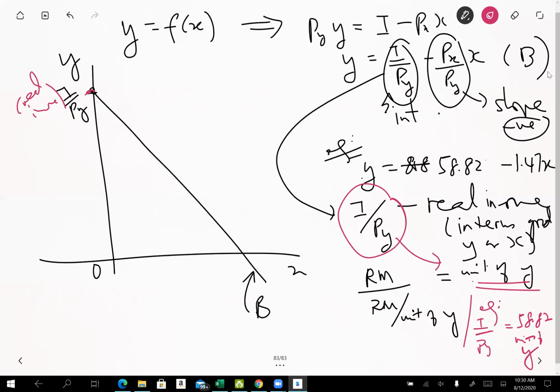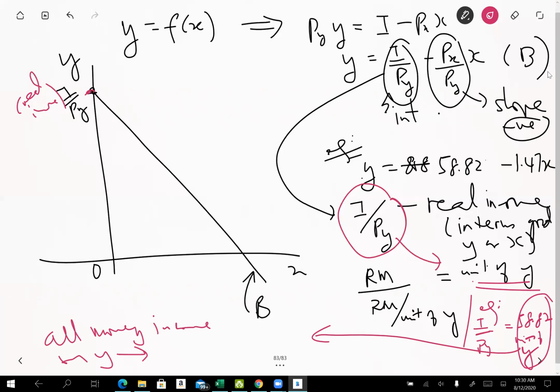Okay, so if I spend all my income on y, that is how much I get. All right, so what does it mean? It means that if you spend all money income on y, then how much do I get? I get 58.82 units of y. So that is our real income in terms of y. And of course, you can also measure the real income in terms of x. So that will be the real income I over PX, the real income in terms of x. In other words, how much x can I buy if I spend all my income on x?